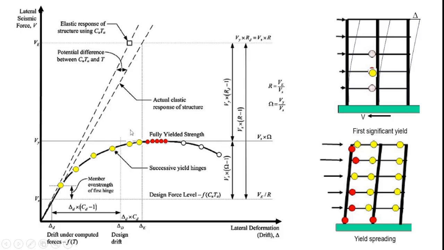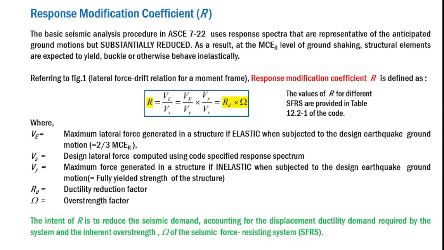Or in other words, we can say that the drop in the seismic demand from VE to Vy is just because we allowed the structure to remain inelastic. So that is the relevance of the term VE by Vy. There is a drop in the demand from VE to Vy. It's all because we allowed the structure to remain inelastic, and accordingly we often denote VE by Vy as RD, which is known as the ductility reduction factor, or in other words, a reduction in the seismic demand which happened because of the inherent ductility of the structure.